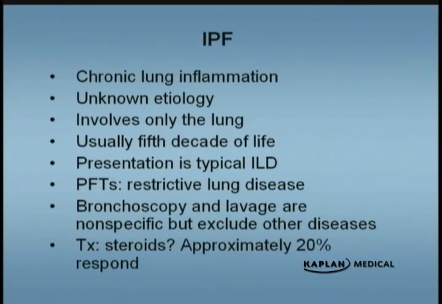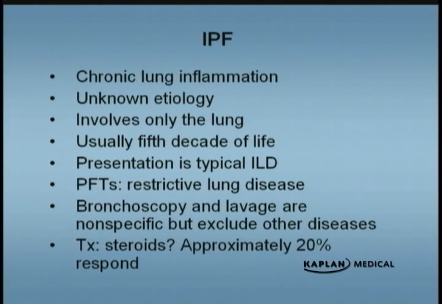It usually occurs about the 5th decade of life, and the typical presentation with the interstitial lung disease is dyspnea on exertion, fine crackles on the exam, maybe clubbing, maybe edema and JVD because of the cor pulmonale, and the ground glass appearance on the x-rays usually involving the lower lungs. The bronchoscopy and lavage are nonspecific, but they exclude the other diseases. For example, this guy, we just found inflammation. Nothing much, but it excluded other diseases like pneumoconiosis, like sarcoidosis, like autoimmune diseases.